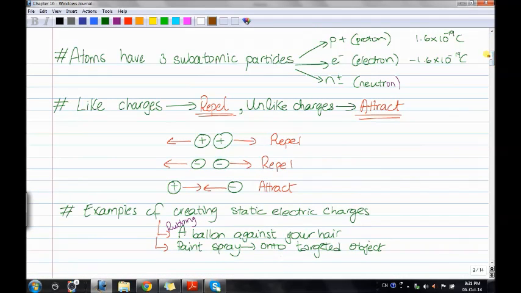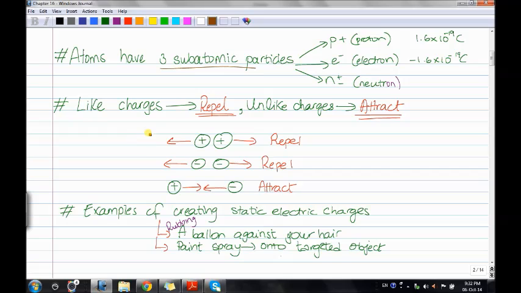Now, atoms have three subatomic particles: the proton, electron, and neutron. The proton has a positive charge, the electron has a negative charge, but the neutron doesn't because it's neutral, since positive and negative cancel each other. The proton is positive 1.6 times 10 to the power of negative 19 coulomb, and the electron is negative 1.6 times 10 to the power of negative 19 coulomb.